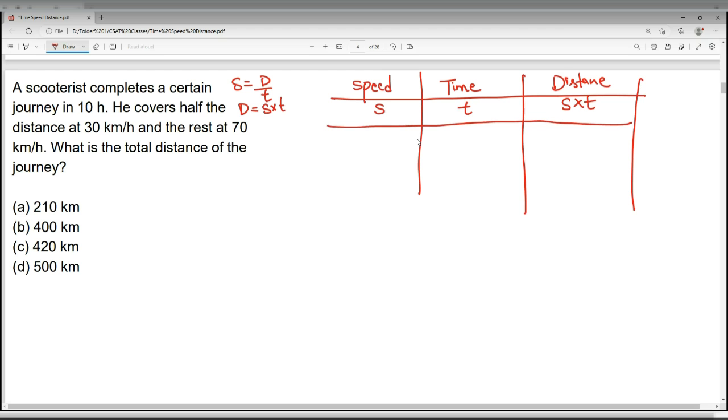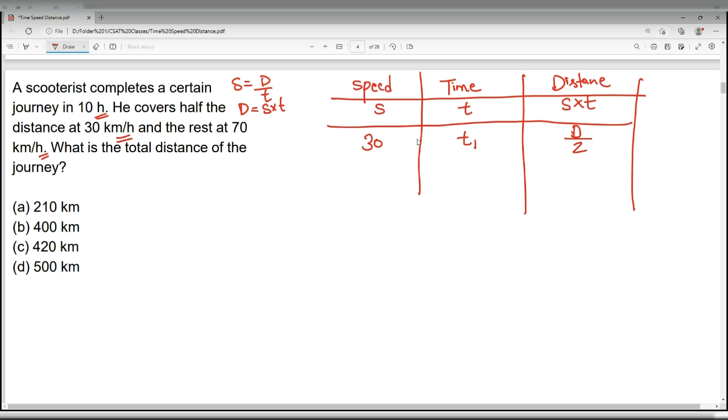They're saying he covers half the distance at 30 km per hour. So the speed is 30. Always see whether the units are the same. Here it's 30 kilometers and 70 kilometers, and the time also is in hours. If it is not in hours, we have to change the units. Time they have not given, so let the time be t1. The distance is half of the total distance, that is D by 2.